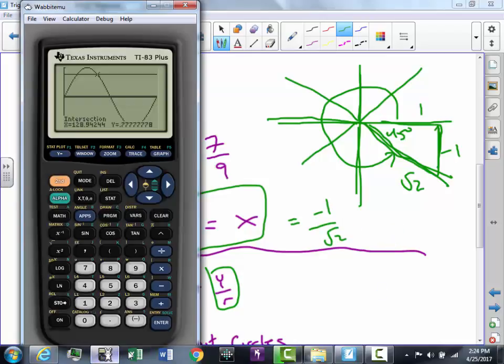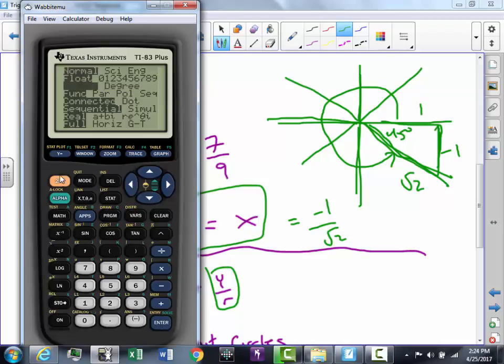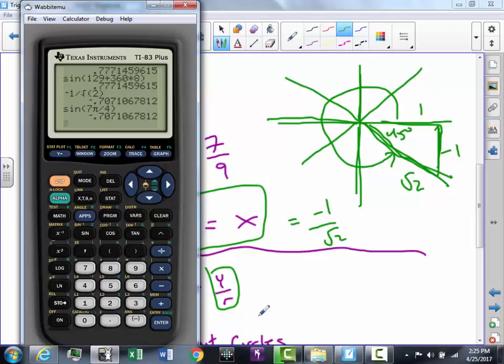Now let's prove that in the calculator. If I were to do -1 divided by √2, there is my answer. And then if I were to type in sine of 7 pi over 4, and remember to go to radians, because I was in degrees, it makes a difference. So I have the same thing for both of them.